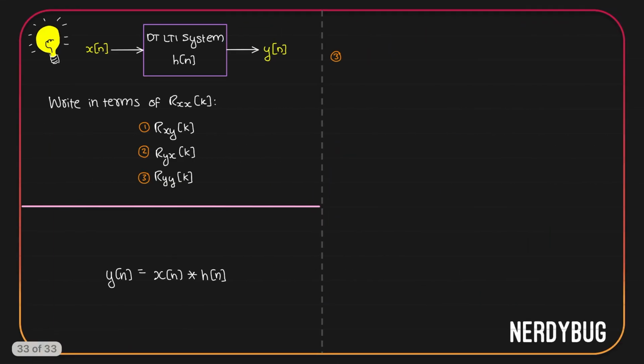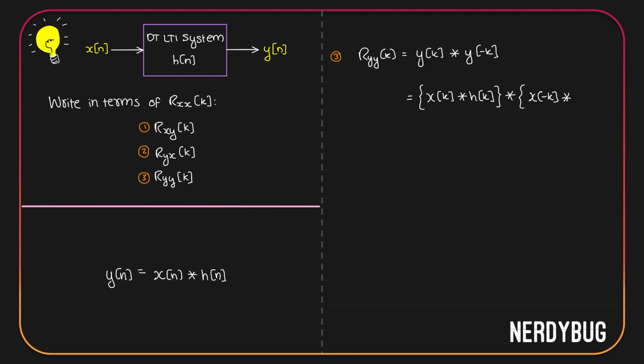In the next part, we have to write ryy of k in terms of rxx of k. That is autocorrelation of y of n in terms of autocorrelation of x of n. We know ryy of k can be written as convolution of y of k and y of minus k. But y of k is the convolution of x of k and h of k, and y of minus k is the convolution of x of minus k and h of minus k. Again, the order doesn't matter.